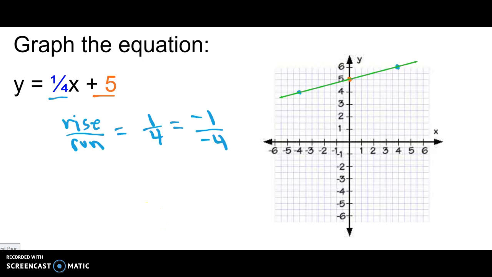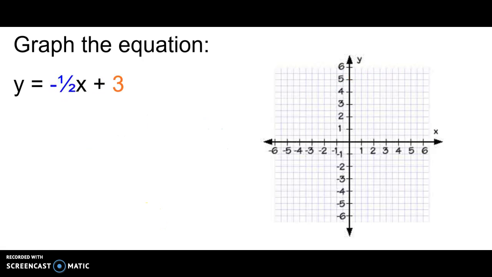So let's do one more example. I want to show you, just in case you have a negative slope, what that should look like. So again, we're going to start here at our y-intercept. Our y-intercept this time is positive 3. So positive 3, there we go.